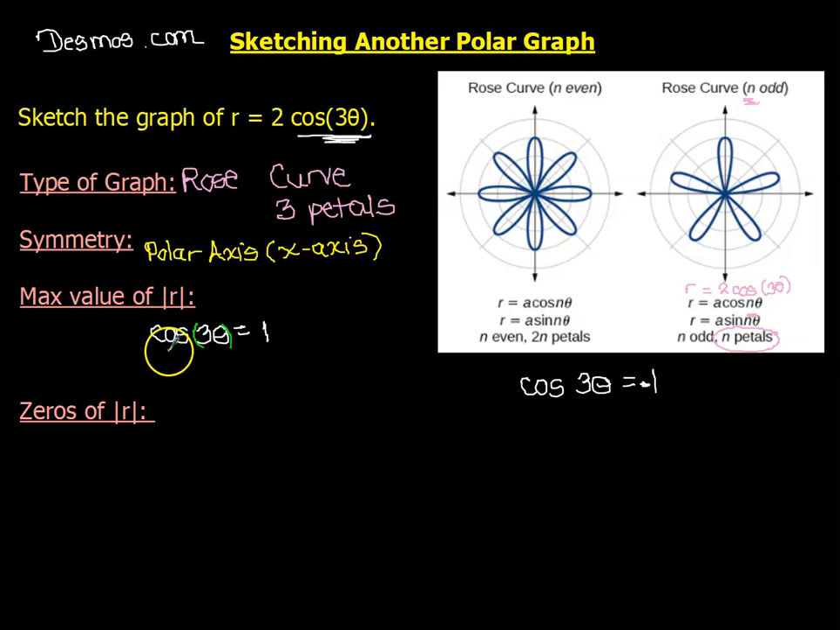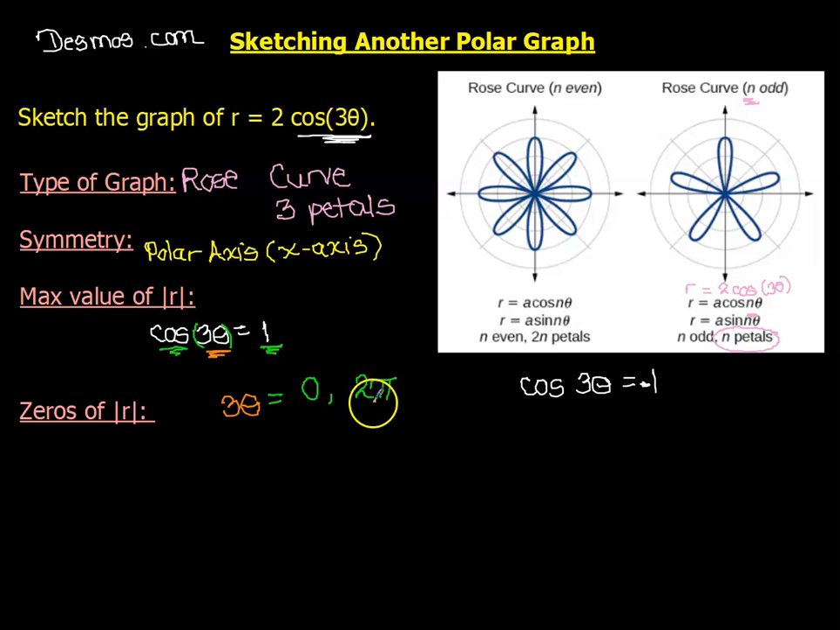But I'm looking for the angles where cosine equals 1. Where does cosine equal 1 on the unit circle? Well, that would be at 0 and at 2 pi. So that is what 3 theta equals. 3 theta equals 0 and it equals 2 pi. So if you want to plug it back in, instead of 3 theta, plug in 0, cosine of 0 equals 1. That is true.